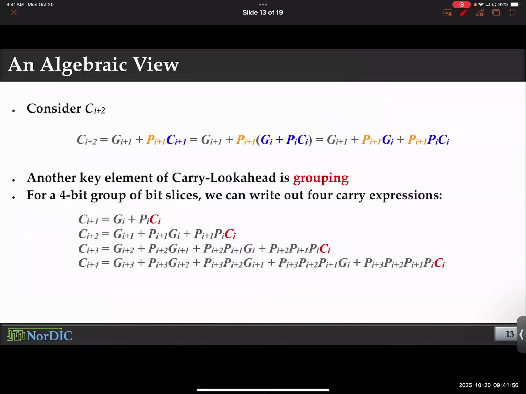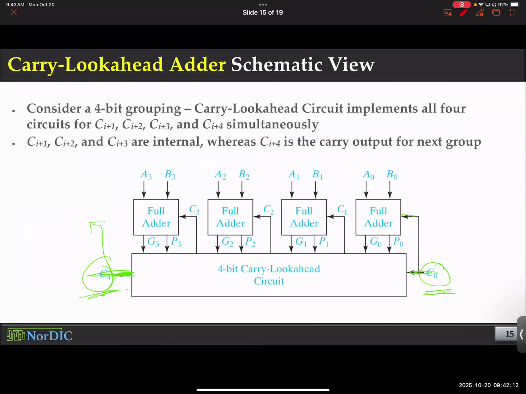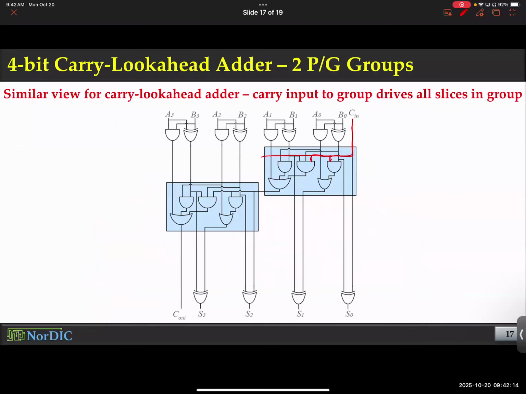Okay, let's see. This is your first carry, C1. This is your second carry, C2, C3, C4. So if you try to calculate these 4 carries, how many times will you need CI? 4 times, right? So you need to branch it out 4 times. Instead of 2, you need 2 more, maybe somewhere else. Does that make sense? But then you only provide C input to everybody.